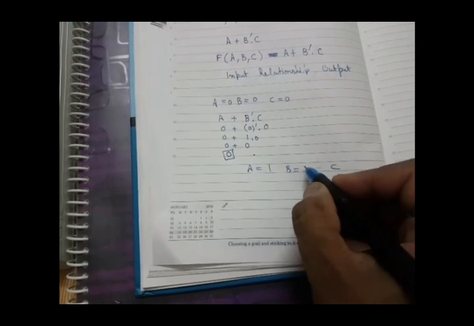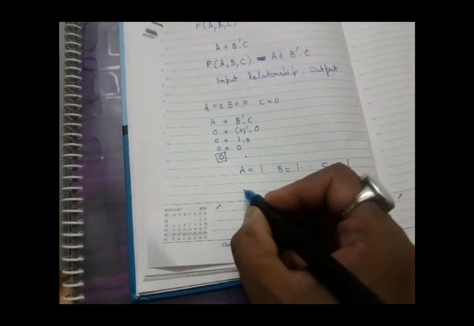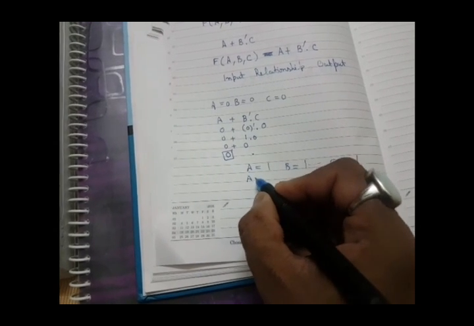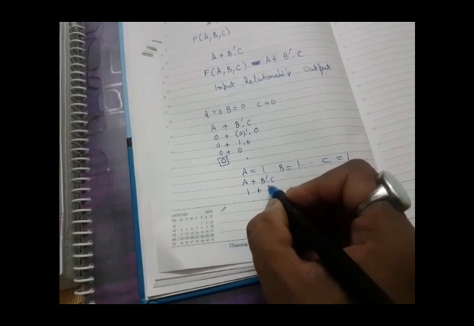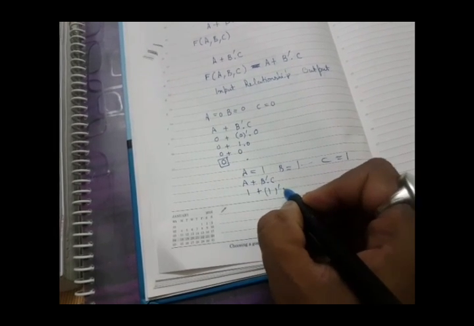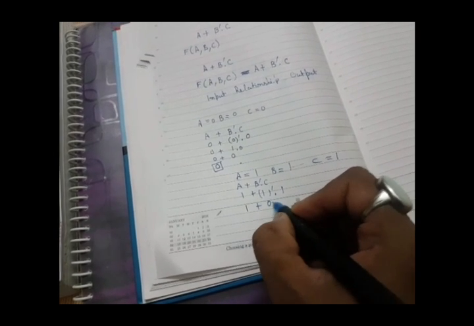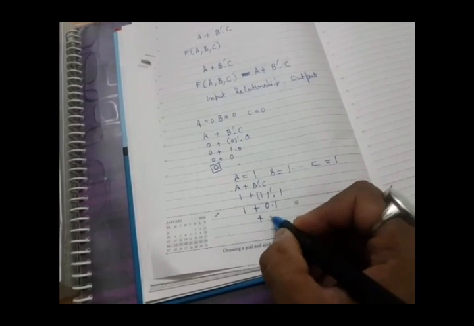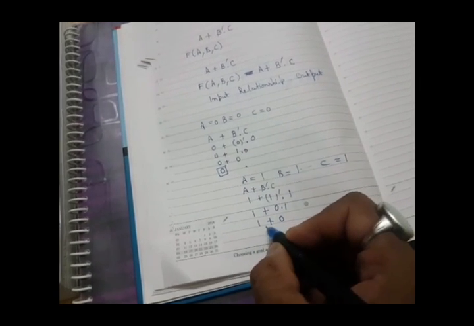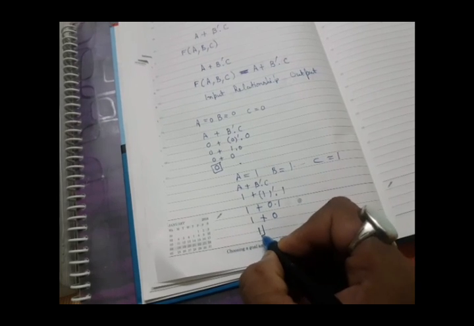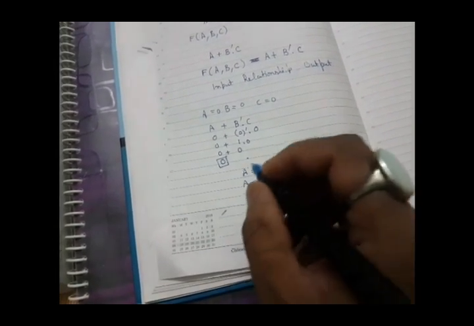Here A is 1, B is 1 and C is also 1. So here you can see A plus B dash dot C: 1 plus, here it is B dash, so it is 1 complement, dot C is already 1. So here it is 1 plus it will be 0 dot 1. This side it will produce what? 0, but this side it is 1. So even if a single 1 is there in the OR operation, it will give us the output 1. So this way we will have different outputs in the truth table.